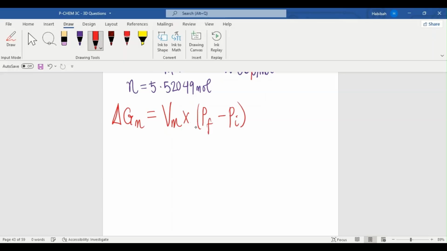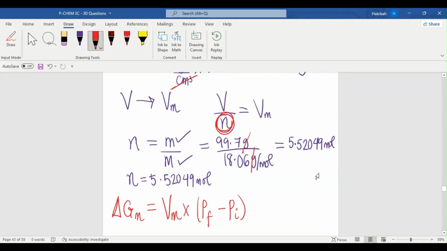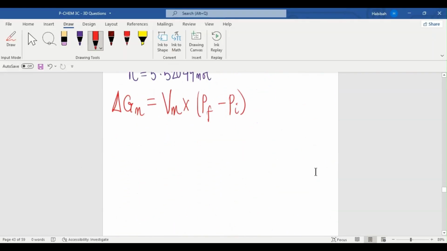Well, the molar volume, we still don't know what that is, but we have the number of moles. And we have to remember that the unit for change in molar Gibbs energy is what? Joules per mole or kilojoule per mole. Note that when you find joule per mole or kilojoule per mole, you can either multiply by 1000 or divide by 1000 to go from kilojoule per mole to joule per mole.